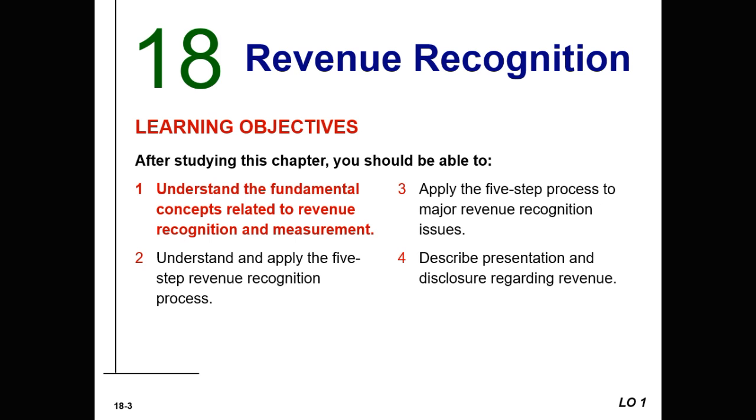In this chapter, we'll start with understanding what the fundamental concepts are related to revenue recognition and measurement. Understand and apply the 5-step revenue recognition process, which is brought to us from the converged standard Revenue from Contracts with Customers. Applying that 5-step process to some major revenue recognition issues. Obviously, we cannot cover every possible variable because they are infinite. And then the presentation and disclosures that exist regarding revenue.